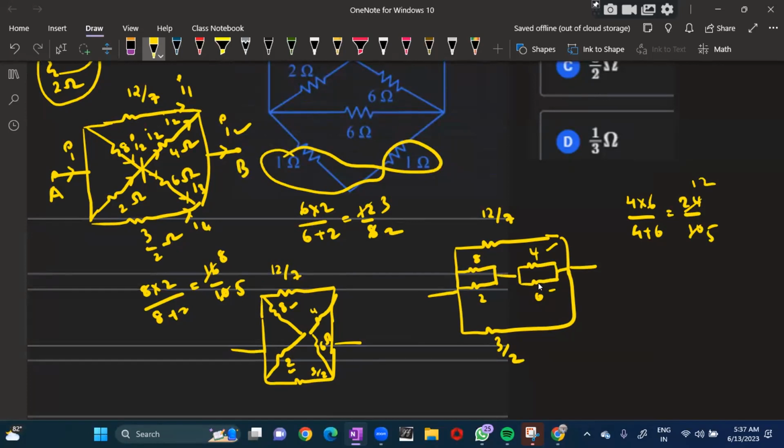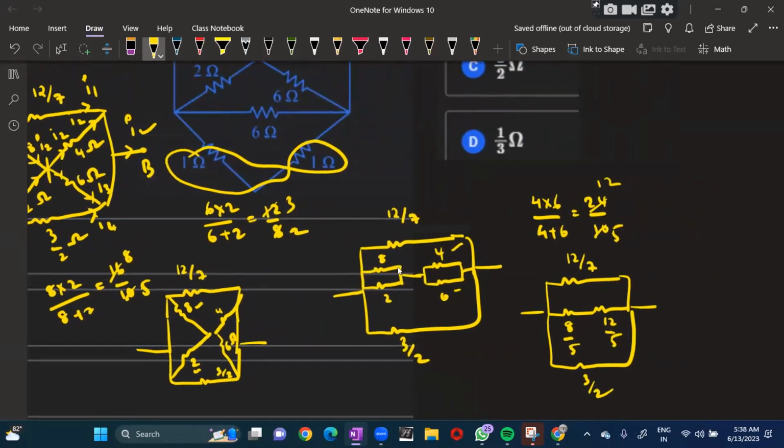Okay, so now we can again reconnect the link. This is 12 by 7. This is 8 by 5. This is 12 by 5. And one more resistor is also there, that is 3 by 2. Now these 8 by 5 and 12 by 5, in which combination?